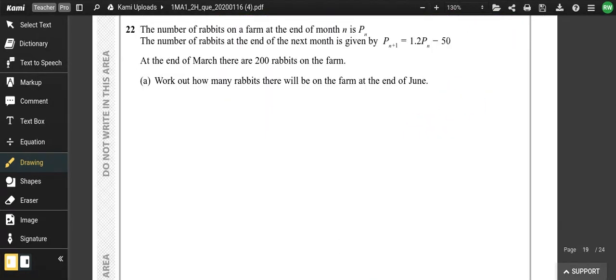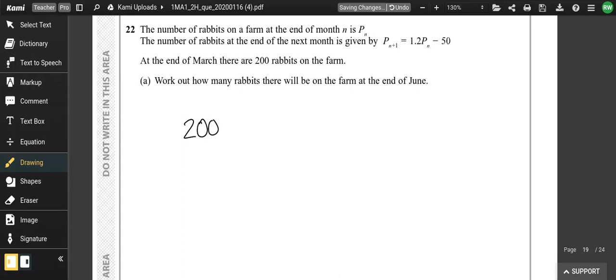Oops. For question 22, this is strictly for GCSE. This isn't IGCSE, so don't worry too much about this question, but I'll take you through it so you can prepare yourself for the further math that we're going to do, where we do iterations. Essentially, what's happening here is that we have a number of rabbits. At the end of March, there are 200.